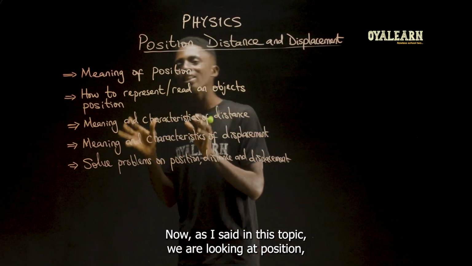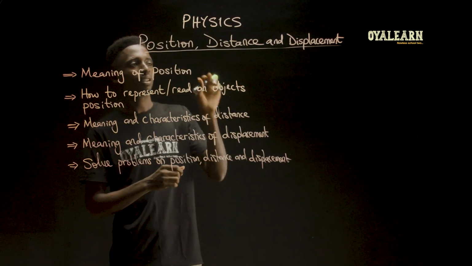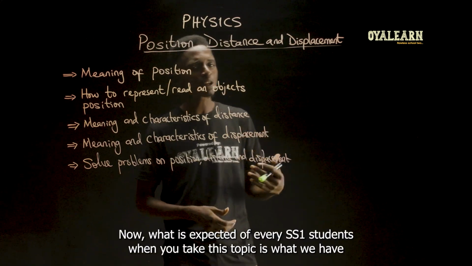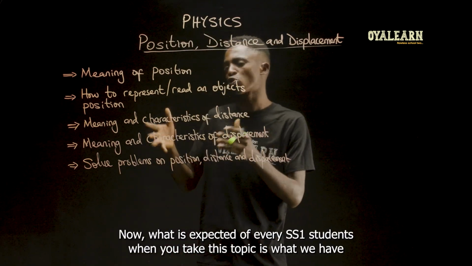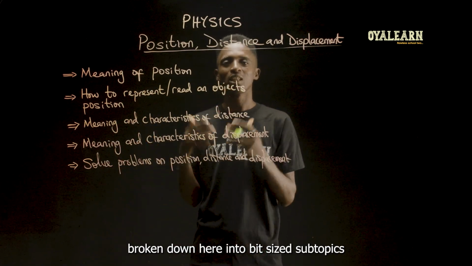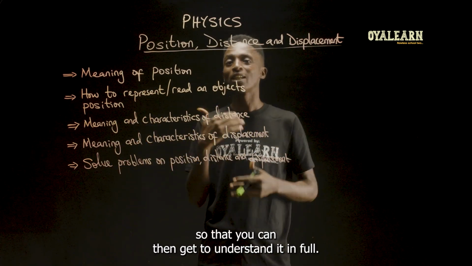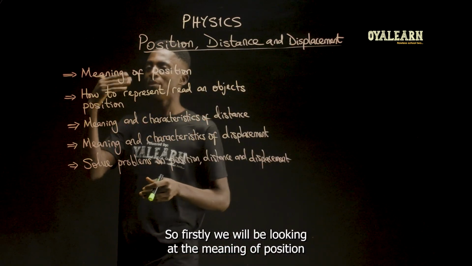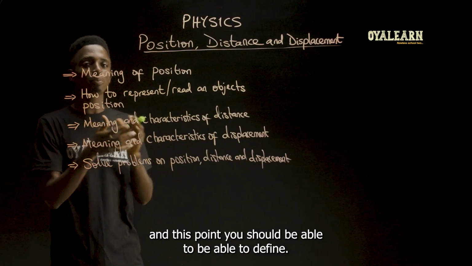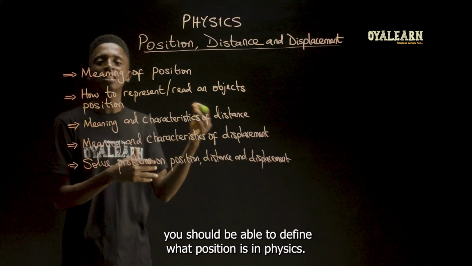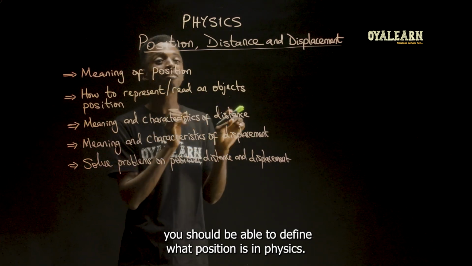Now, as I said, in this topic, we're looking at position, distance, and displacement. What is expected of every SS1 student when you take this topic is what we have broken down here into bite-sized subtopics so that you can get to understand it in full. So firstly, we'll be looking at the meaning of position. At this point, you should be able to define what position is in physics.